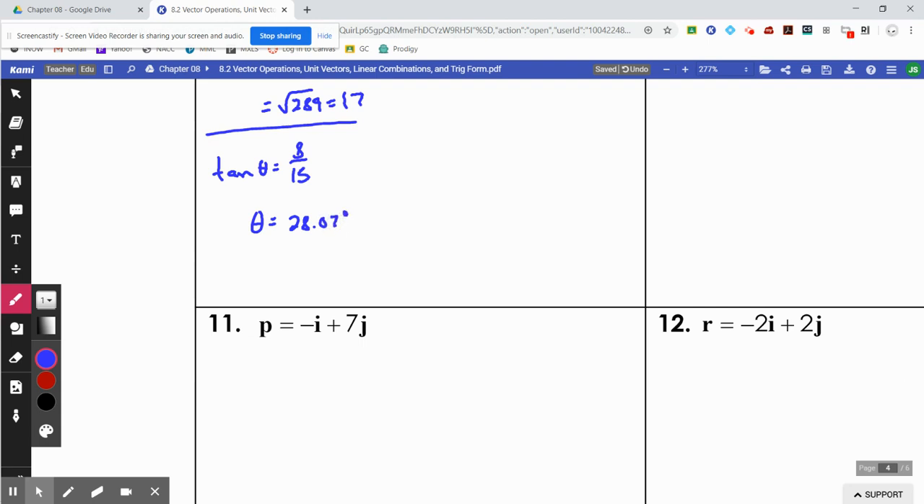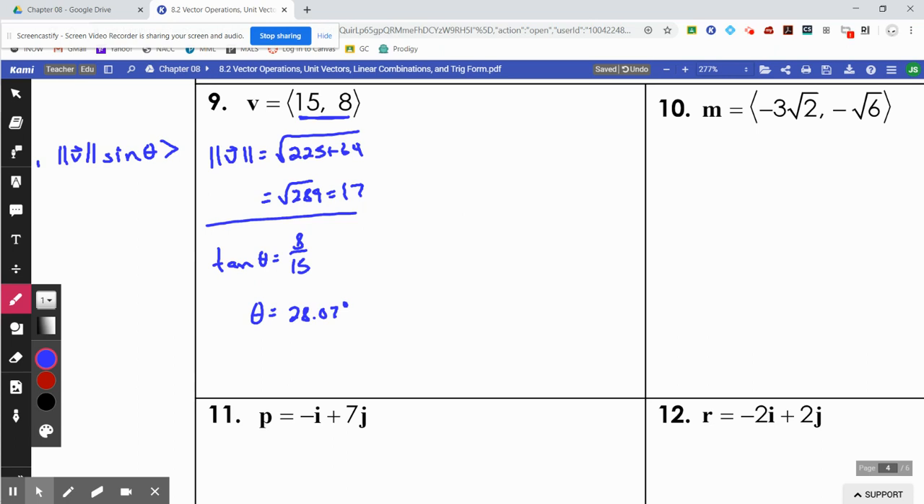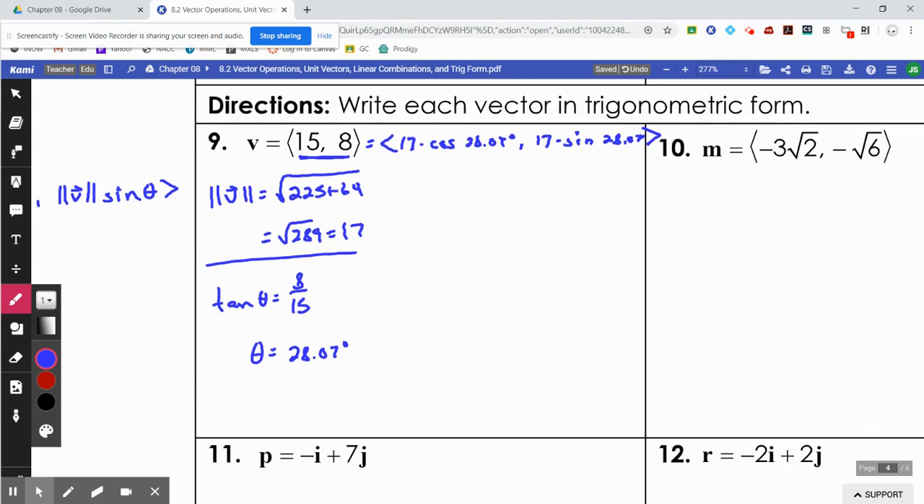Now that's our reference angle. However, we are in the first quadrant, so we can use our reference angle. So our vector can be written in trig form as, again, r cosine theta, r sine theta, where 17 is the magnitude in this case. The magnitude times the cosine of 28.07, and the magnitude times the sine of 28.07. And that is trig form.